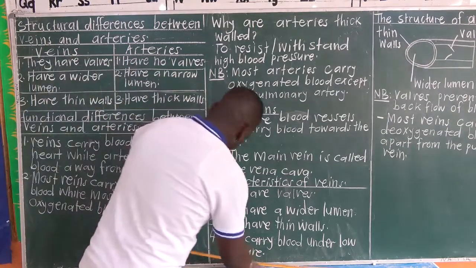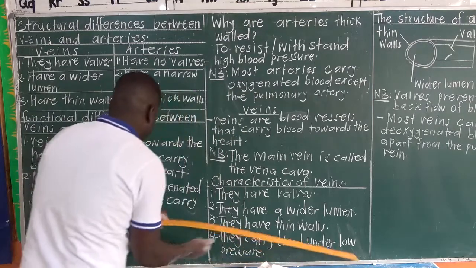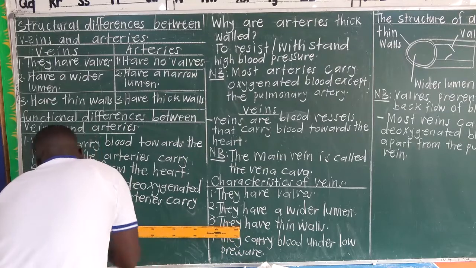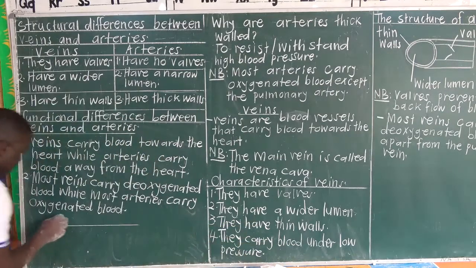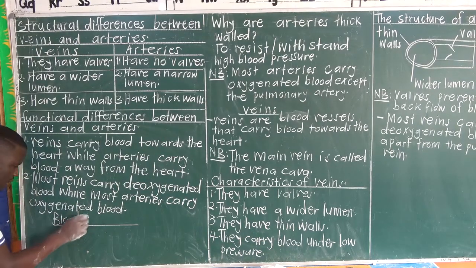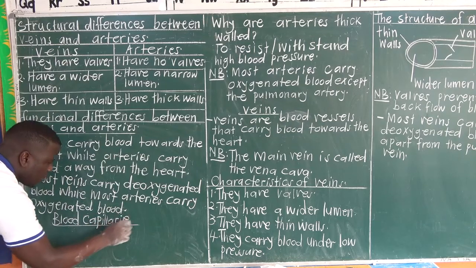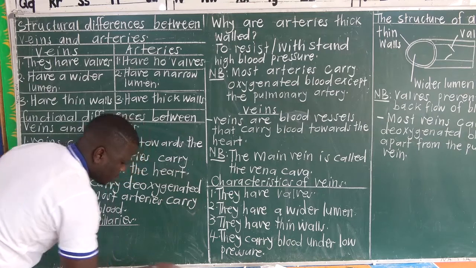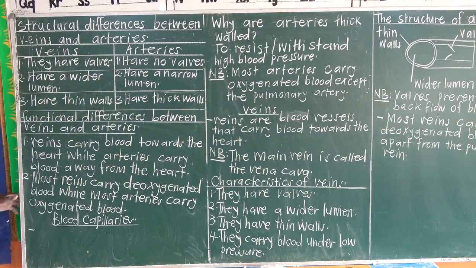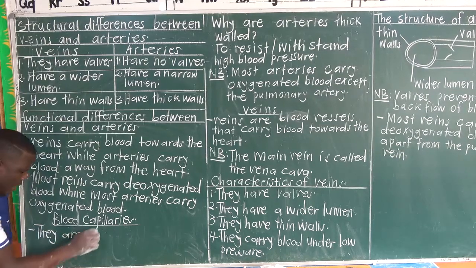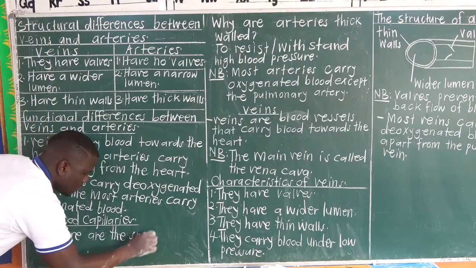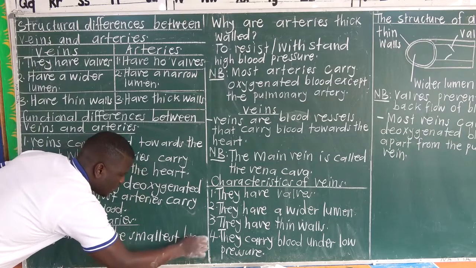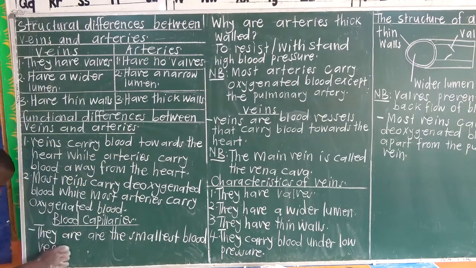Next, you look at blood capillaries. Now, blood capillaries are the smallest blood vessels. They are the smallest blood vessels.